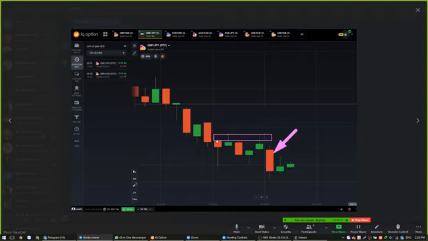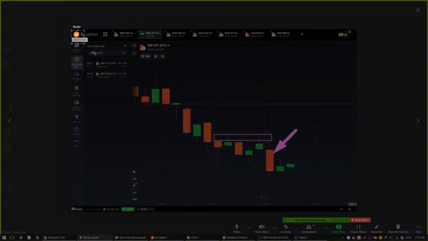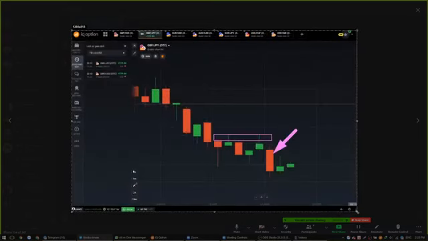So the strategy works on IQ Option or any broker, even cryptocurrency on Binomo or whatever. I think they are just the same, even on Olymp Trade, Binomo, or anything else. So when we have a downtrend like this.